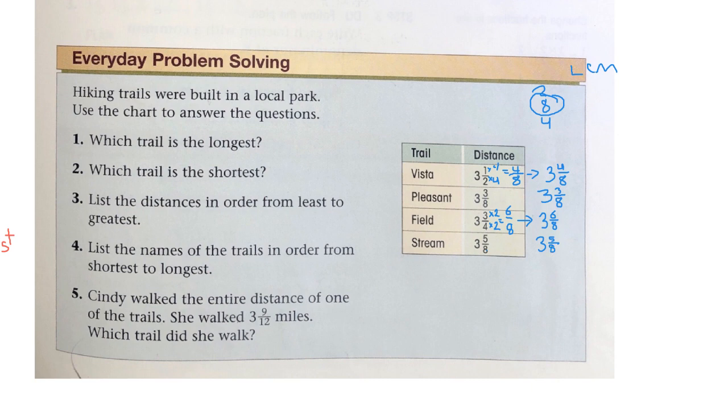All right, now we can compare them. So the one that's the longest will be the greatest amount. They are all distances with the whole number 3. So then we'll look at the numerators since they all have the same denominator now. The one with the greatest numerator will be the one that's the longest, which is Field. And which one's the shortest? That would be Pleasant.